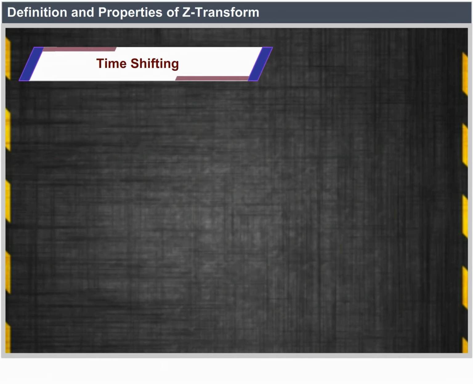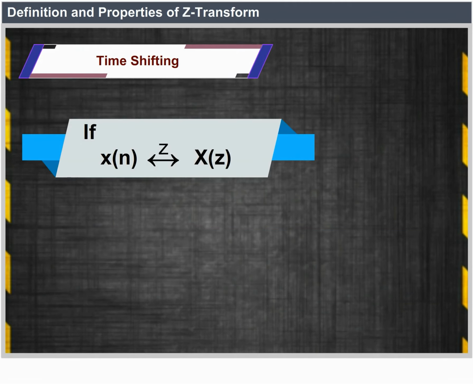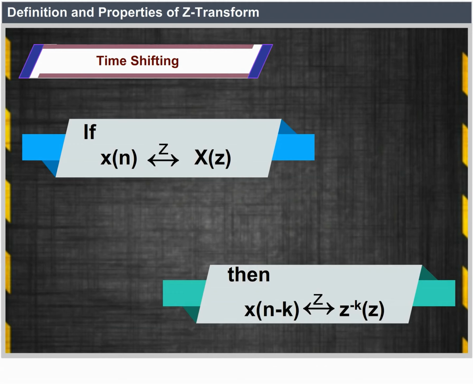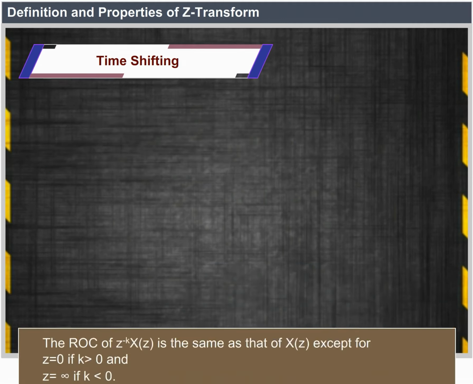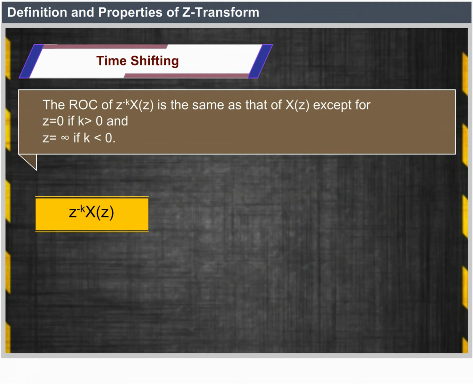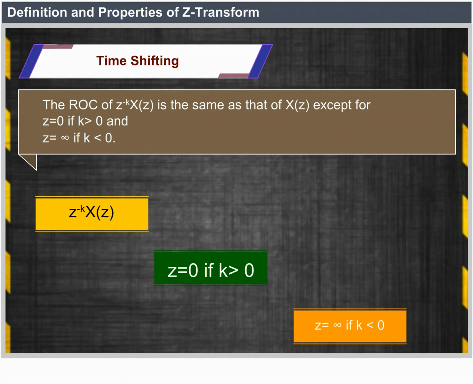Time shifting. If x of n is related to X of z, then x of n minus k is related to z power minus k into X of z. The ROC of z power minus k into X of z is the same as that of X of z, except for z equal to 0 if k is greater than 0, and z equal to infinity if k is less than 0.